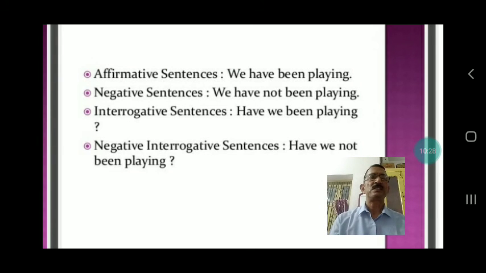Affirmative sentences: we have been playing for 2 weeks. Negative sentences: we have not been playing since yesterday. Interrogative: have you been playing, or have we been playing? And negative interrogative sentences: have we not been playing since last month, we can say, or 2 months, we can say? That is the thing that we have come to know.